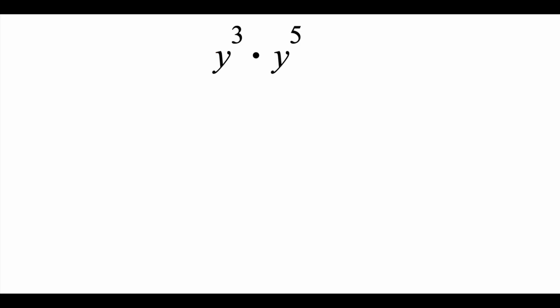So if we take a look at this example here, we've got y cubed times y to the 5th. We notice that both of those have a base of y in them. We're multiplying these together, so our product rule says that we should add those powers together. So we leave the base the same. We've got a base of y. We're going to add those exponents together. So 3 plus 5 gives me an 8 power. So the final answer here is y to the 8th power.